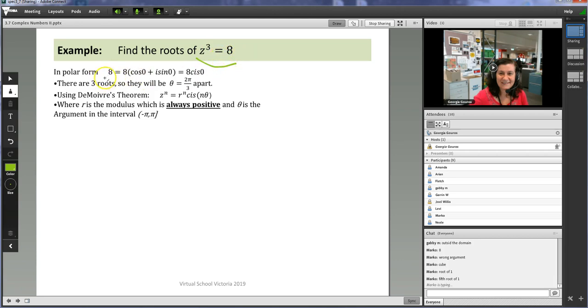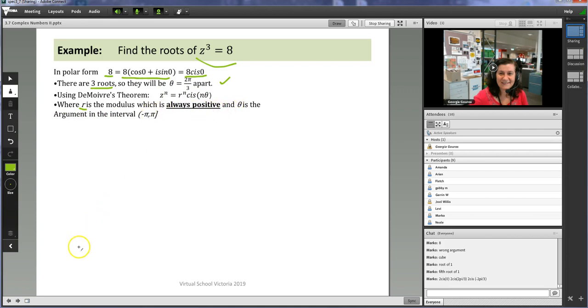So first of all, we've got to express 8 in polar form. So 8 is 8 cis 0. We know that we are looking for 3 roots, and they are 2 pi over 3 radians apart. And we're going to use De Moivre's theorem to work out what they all are. R is the modulus. It's always positive. The only way to get a negative value is to make the argument.